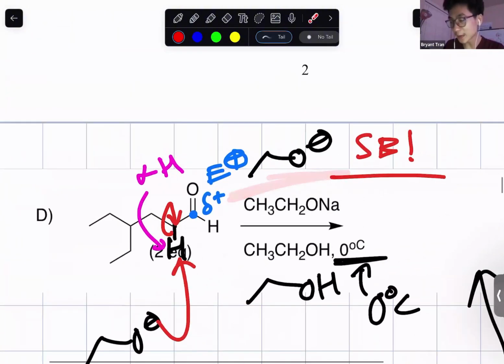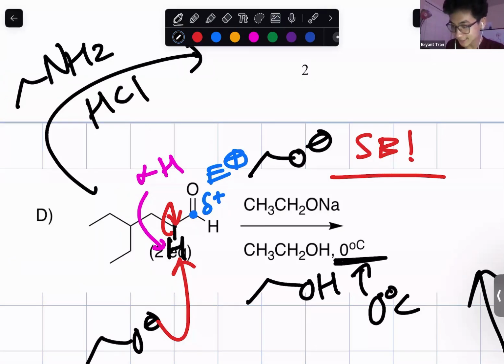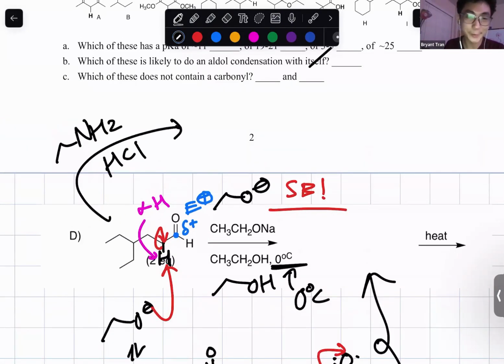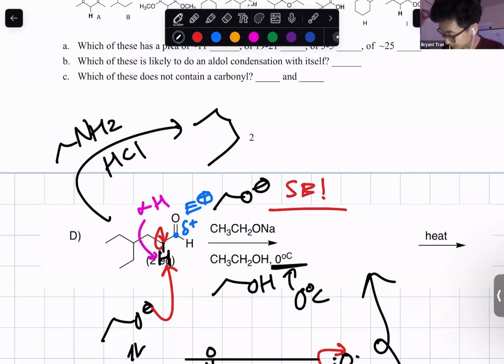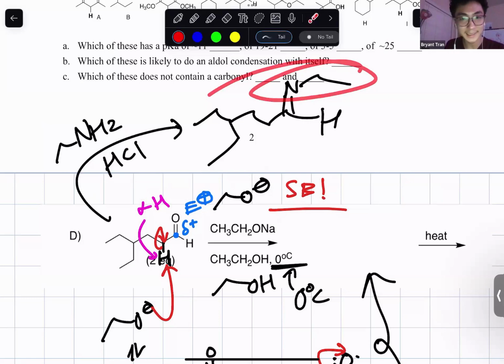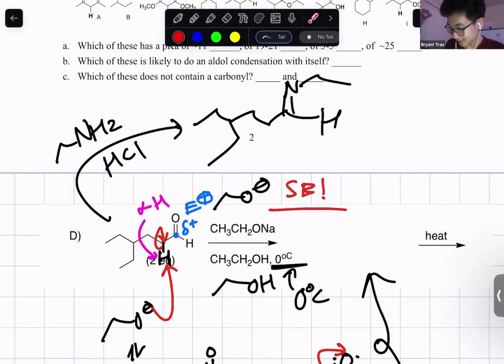But if you had something like this, what would be the product instead? Would it be an imine? Yes, imine. Correct. To predict the product quickly, copy and paste everything, and substitute the carbon double bond oxygen with the carbon double bond nitrogen, and its R group like that, as the final answer for the imine.